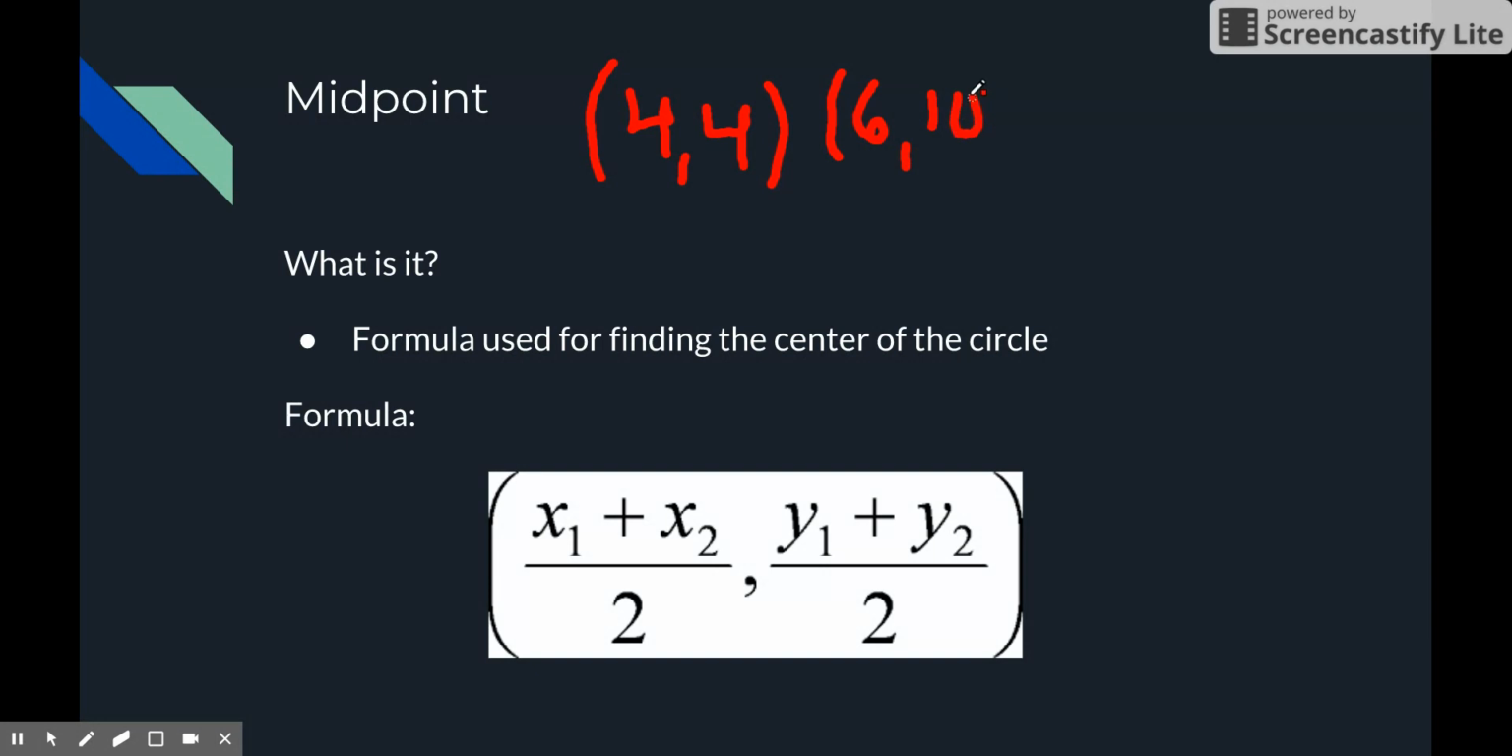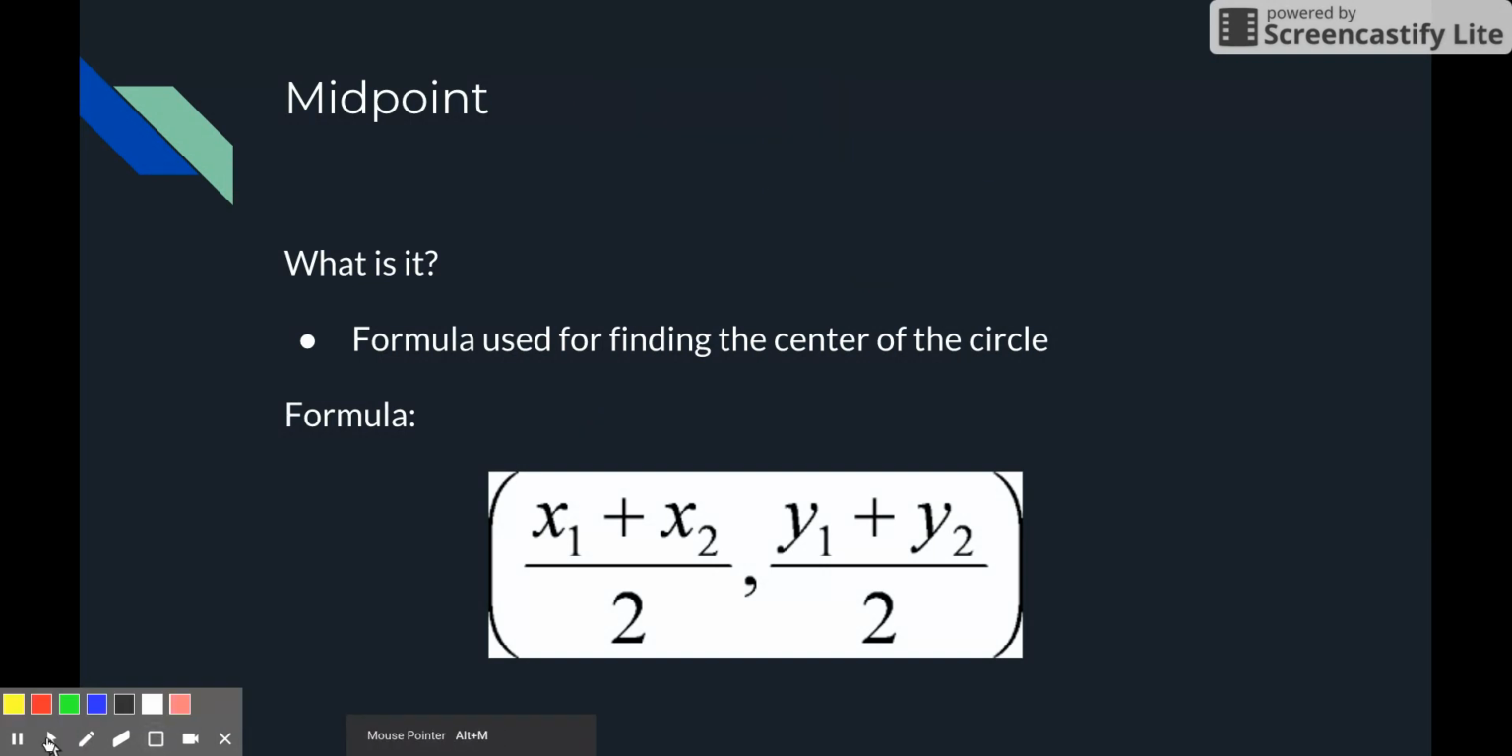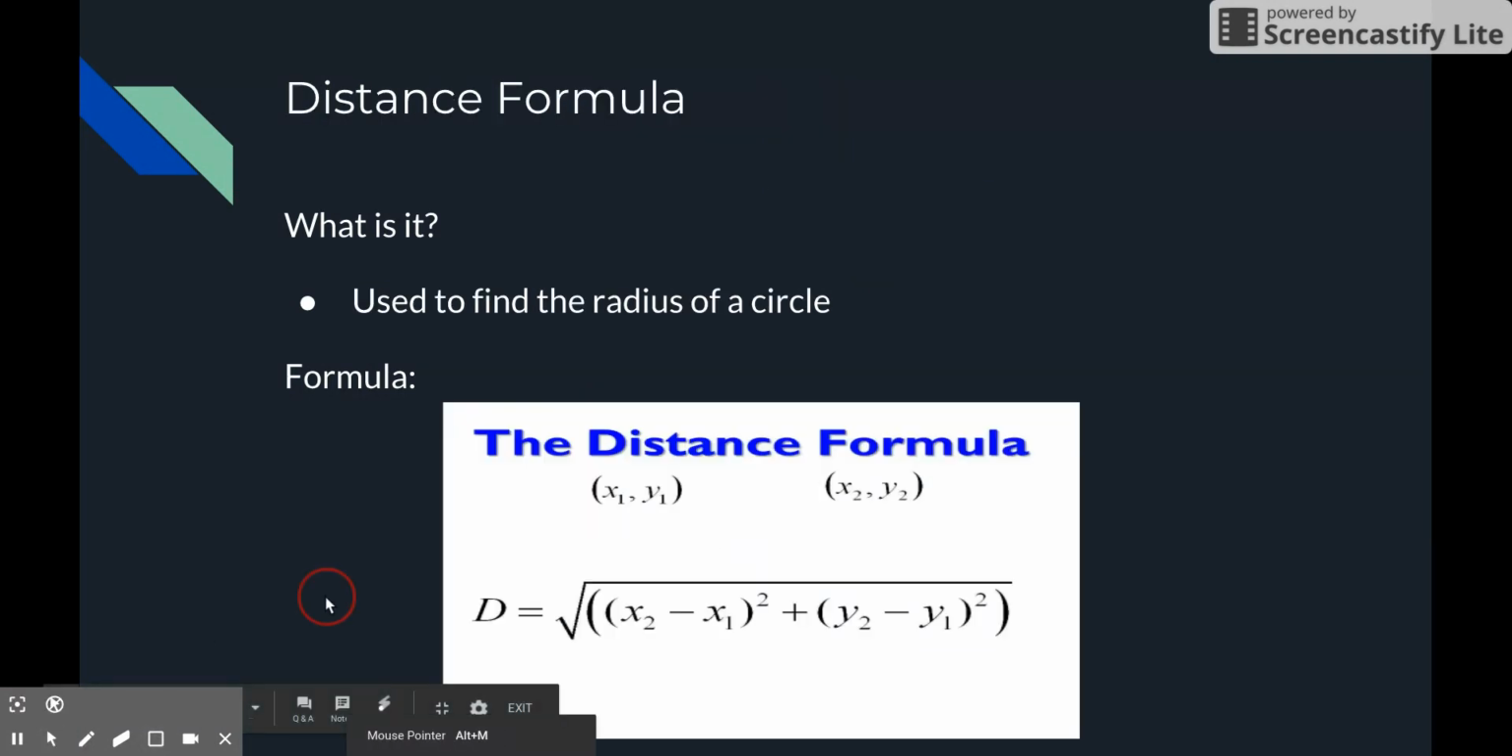The distance formula is used to find the radius of a circle. The formula for finding distance is the square root of (x2 minus x1) squared plus (y2 minus y1) squared. Let's try an example. You're given the center, which is (negative 1, 10), and the circle passes through the origin. And you have to find the distance between those 2 points.